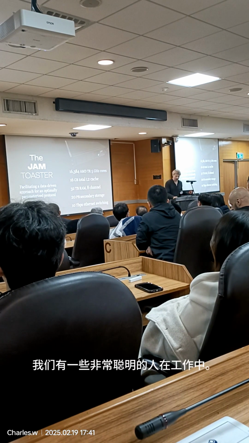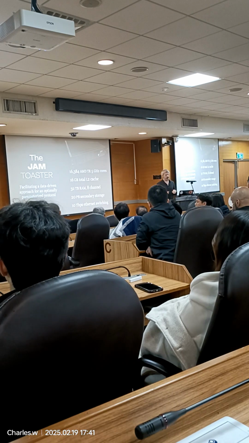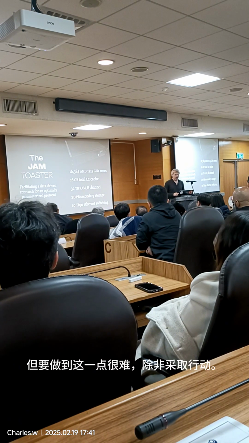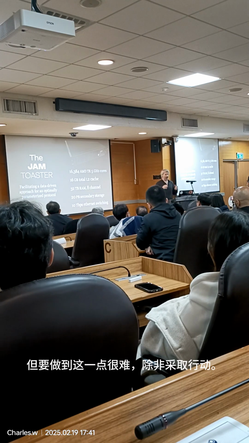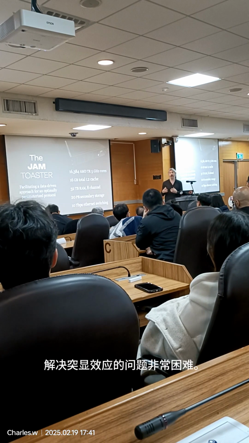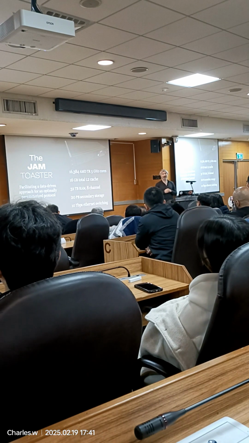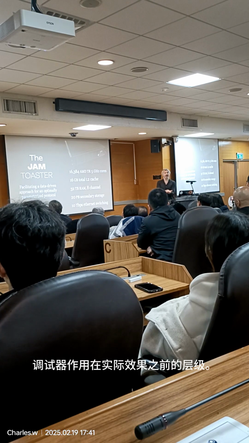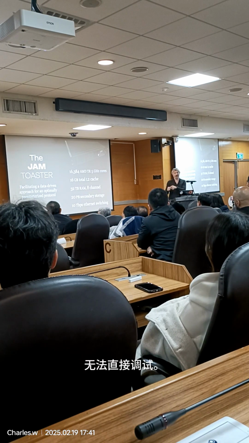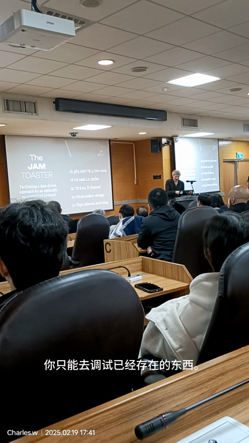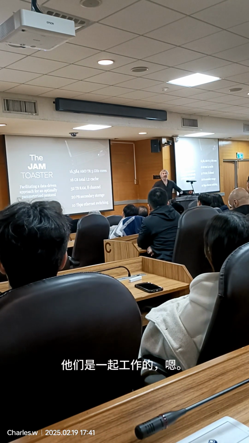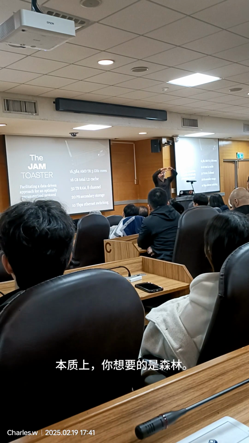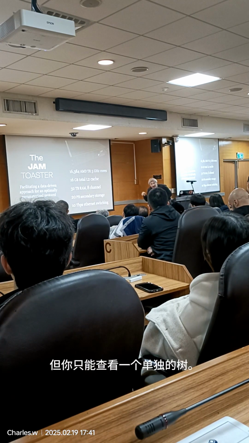Now, we have some very clever minds working on this, and we have confidence that this is what the emergent effect will be. But it's hard to debug. Debugging emergent effects is really difficult, because your debugger works at the level below the actual effect. So it doesn't give you exactly what you want. You can't debug it directly. You can only debug the things that are working together individually. Essentially, what you want is the forest, but you can only inspect an individual tree.